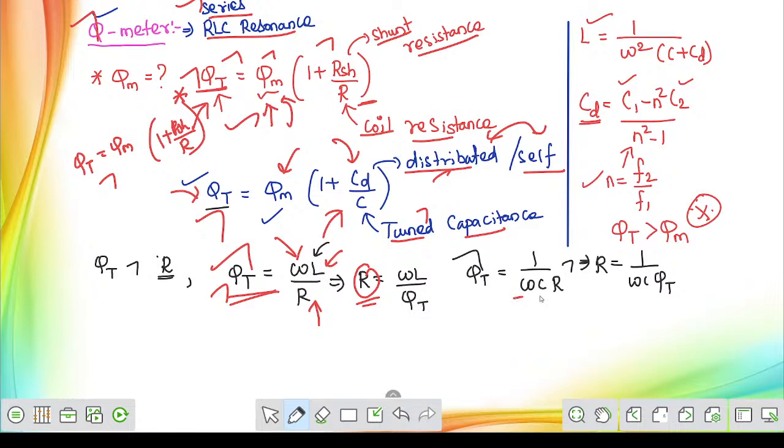Similarly, if the tuned capacitance value is given and coil resistance is given, then also you can find the true value of the quality factor; that is another formula. Or if the self-tuned capacitance is given and the true value of the quality factor is given, then also you can find the value of coil resistance.